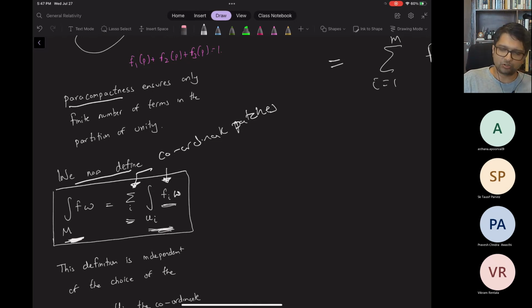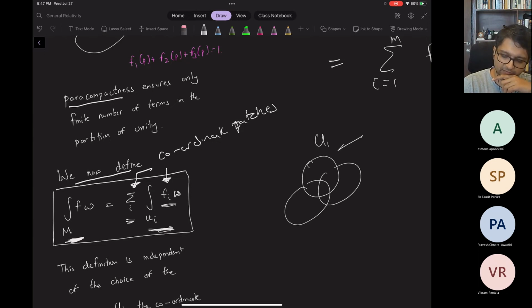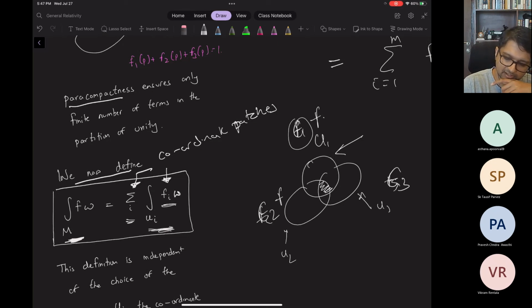The only tricky thing was, in order to do the integration in the overlaps, we decided how much weight to give coordinate patch U1, how much weight to give coordinate patch U2, how much weight to give coordinate patch U3. In the overlap region, we assigned those weights epsilon 1, epsilon 2, epsilon 3, and we multiplied the function by these. Epsilon 1, epsilon 2, epsilon 3 add up to 1. So we call these f1, f2, f3.